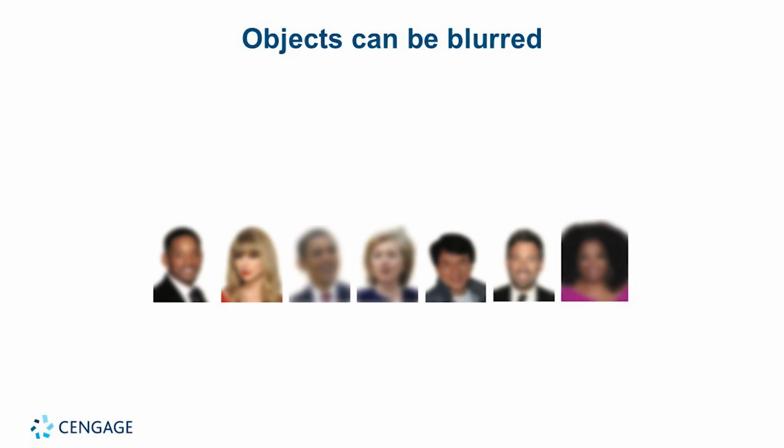So here in the image on the slide, we can see some examples of blurred images, and yet it would be quite easy for most of us to recognize at least the majority of the people in these images. So, for example, going left to right, it's pretty clear to me that I'm looking at Will Smith, then Taylor Swift, Barack Obama, Hillary Clinton, Jackie Chan, Ben Affleck, and Oprah Winfrey, despite the fact that they're quite blurred, because these are faces that I've seen quite often on television. And so my brain is able to use the partial information that's available in order to supply me with the answer that I need when I'm thinking about who it is that I'm looking at.